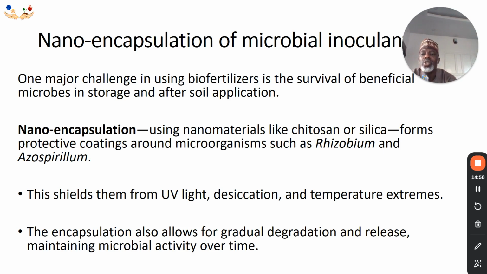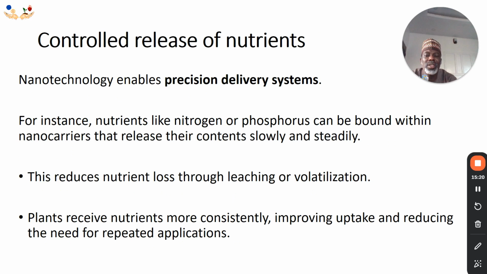So nanoencapsulation using nanomaterials like chitosan and silica forms a protective coating around microorganisms like rhizobium and aspergillus, and they shield it from UV light, desiccation and temperature extremes. Also, encapsulation allows gradual degradation and release, targeted and controlled release of the active compound over time. So controlled release of nutrients is very important.